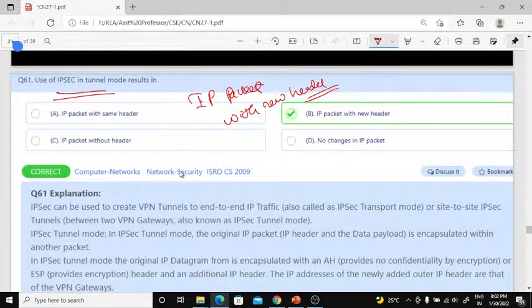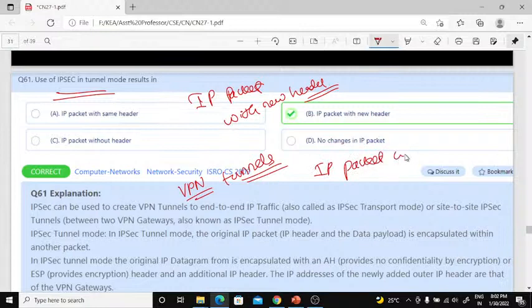IP security can be used to create VPN tunnels for end-to-end IP traffic, using end-to-end IP security transfer mode, or site-to-site IP security tunnels between the two VPN gateways. So use of IP security in tunnel mode results in an IP packet with a new header.